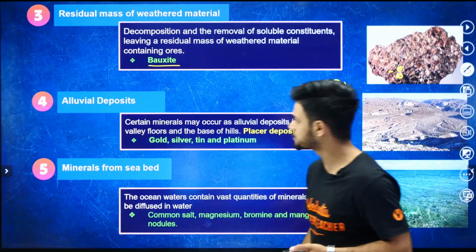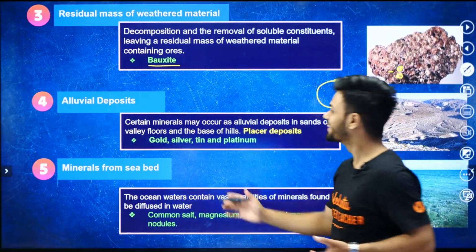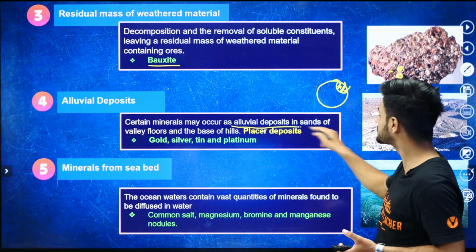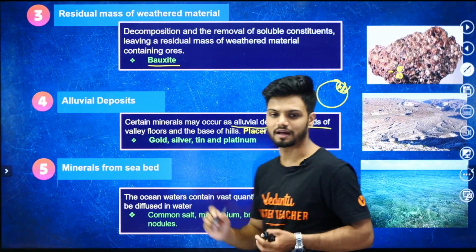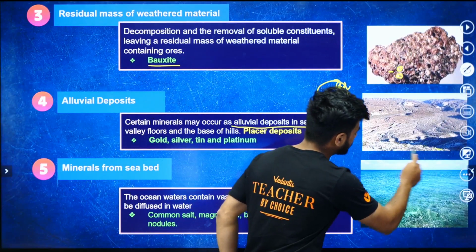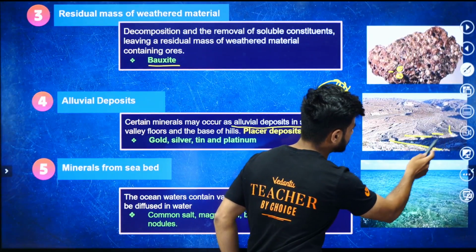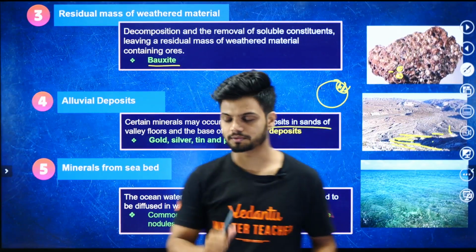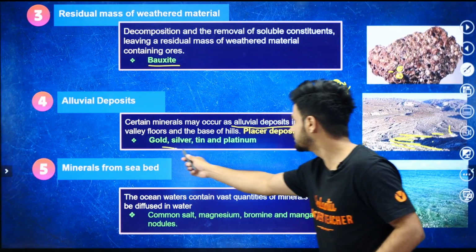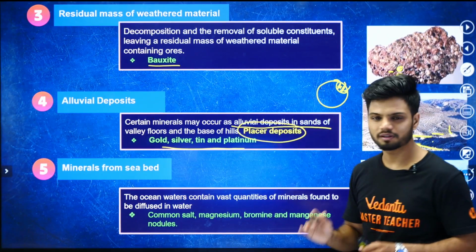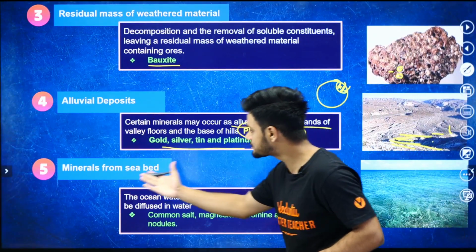Then we have alluvial deposits, that is water flowing. Certain minerals may occur as alluvial deposits in the sands of valley floors. That is, whenever a river is ending, at the end of a river, you can see a lot of minerals at the floor of the river. Examples are gold, silver, tin and platinum, also called placer deposits. Important line.